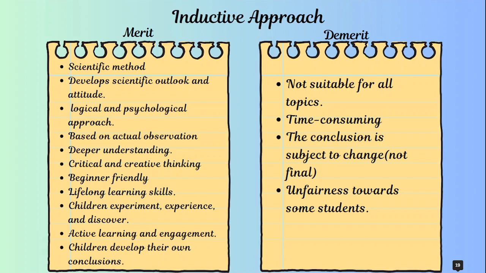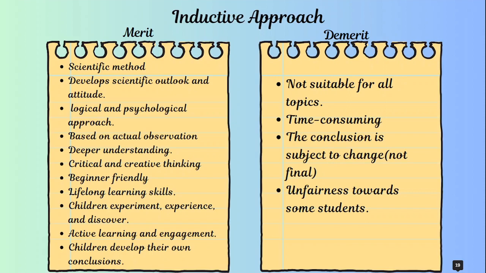Okay, so the conclusion is subject to change, means it is not final, as there are various conclusions of different students, many students, and there is a lot of data. Okay, so the conclusion is subject to change. So there is unfairness towards some students. Why unfair? Because there are some gifted students also, so it is very unfair to them, as they already know various things before learning the lesson, correct?